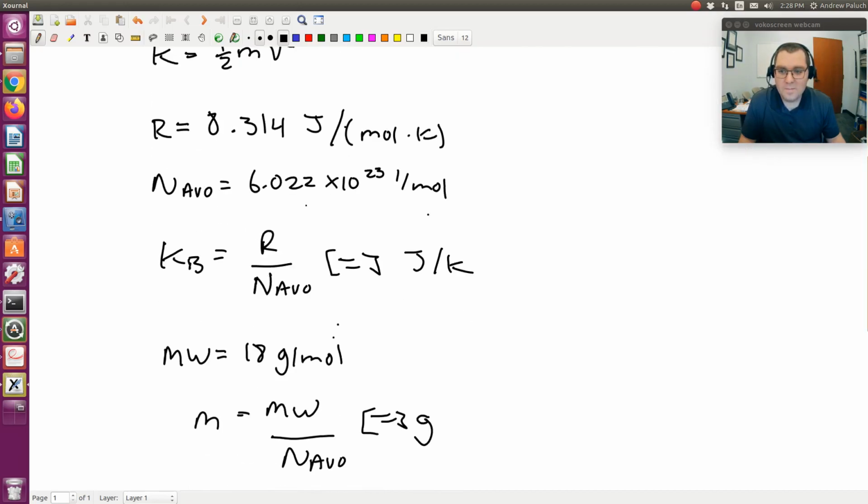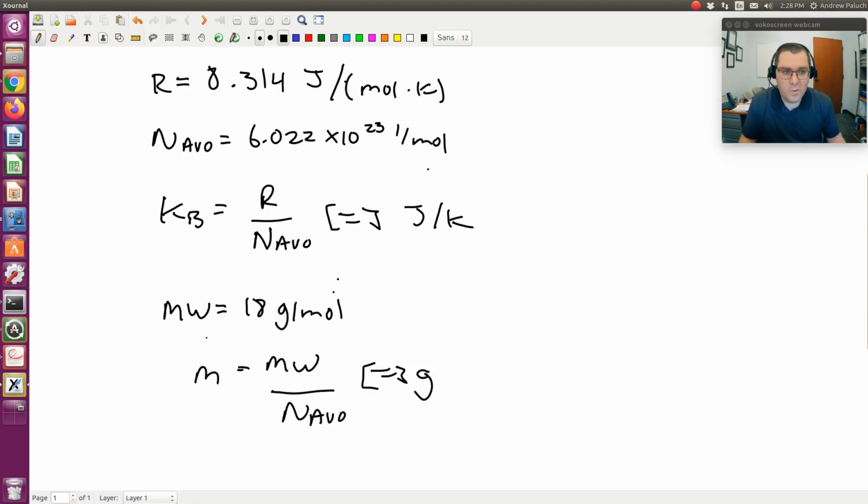And again, R over N Avo gives you Kb, my molecular gas constant. And if you want to get the mass of a molecule, knowing the molecular weight, you would just divide by N Avo. So hopefully that helps. Any questions, let me know.